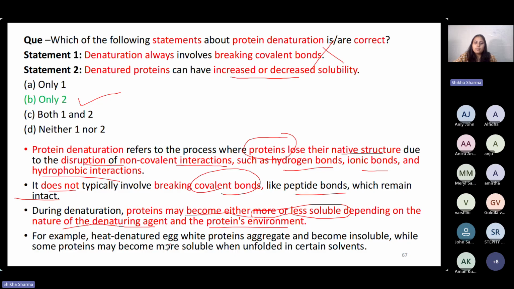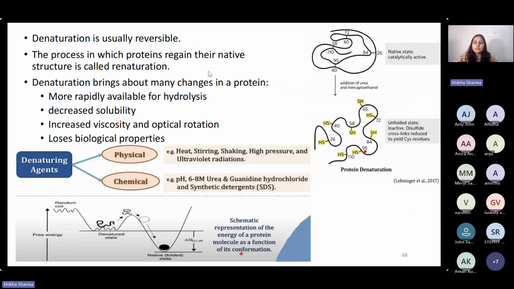For example, if I have egg white protein and I heat denature it, it will form aggregates and become insoluble, while some proteins will become more soluble when unfolded in certain solvents. Denaturation is usually a reversible process, and the proteins can regain their structure, which is known as the renaturation process. Like this is the native structure, and it can go under unfolding, and this will become the inactive form, which is protein denaturation.